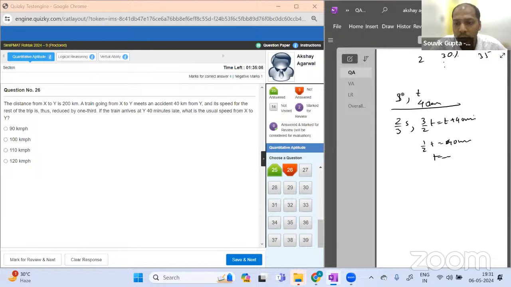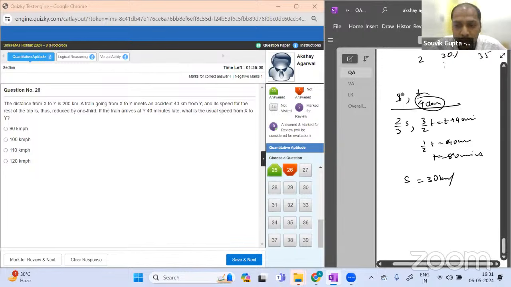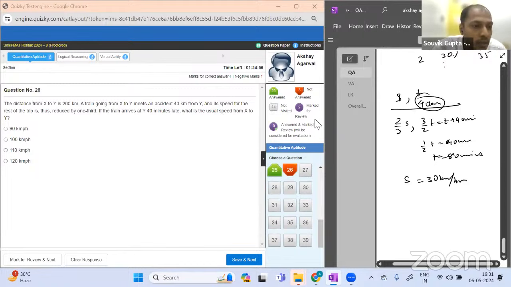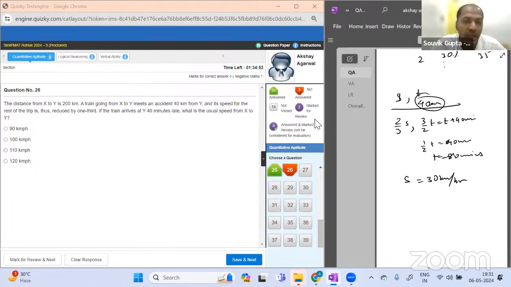Therefore t would come out to be 80 minutes, and if the time taken for 40 kilometers is 80 minutes, the speed of the train is 30 kilometers per hour, and this is the normal speed, so 30 kilometers per hour, not there in the options. Okay, there's a catch here. I know this question, I had seen that some student had posted this, so I believe this question is somewhat wrong.